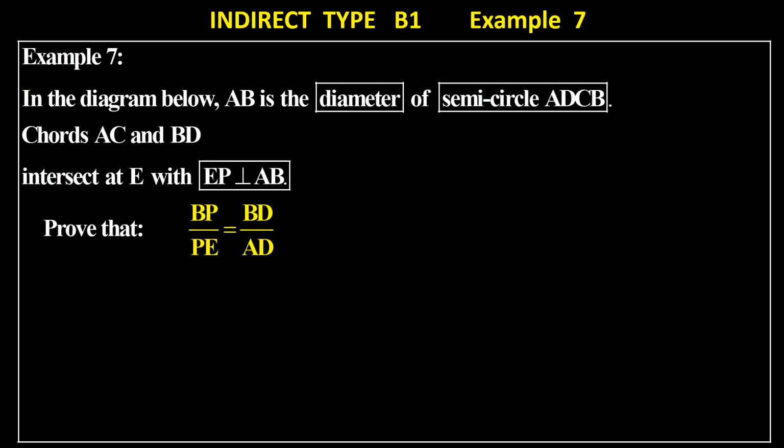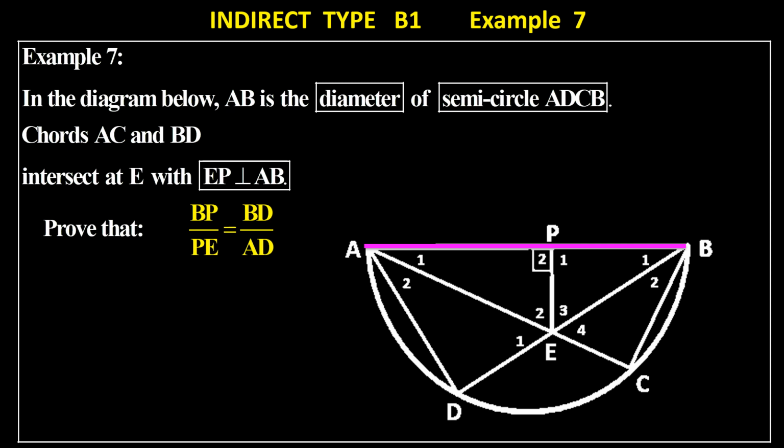So there we have a diagram. See the diagram there. AB is the diameter of a semicircle ADCB, and chords AC and BD. There's chords AC and BD, and they intersect at E, and EP is perpendicular. It's always important here that you read your information carefully. Diameter, and maybe what you can do is just highlight the diameter.